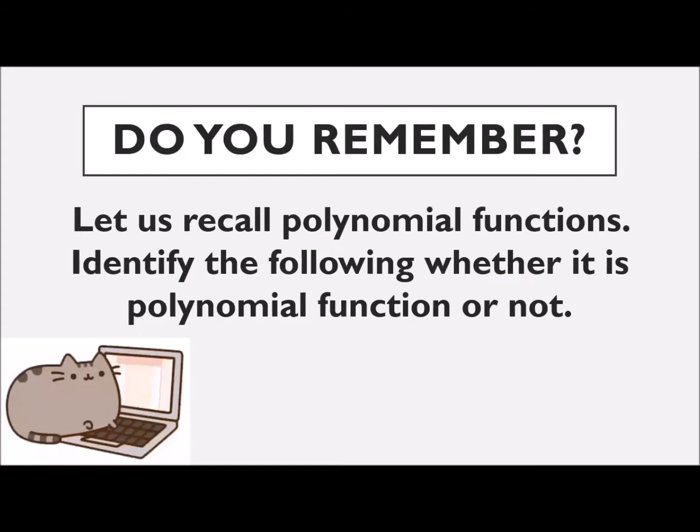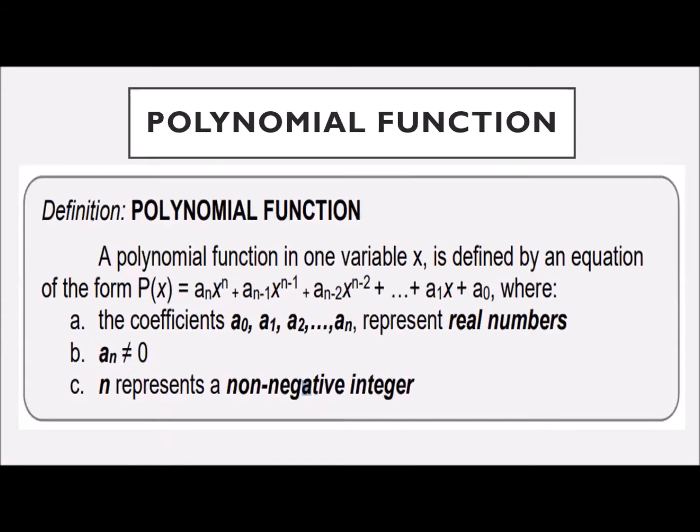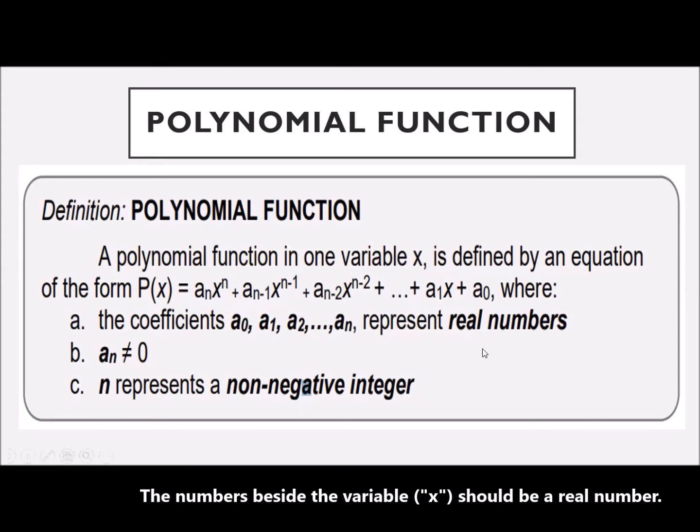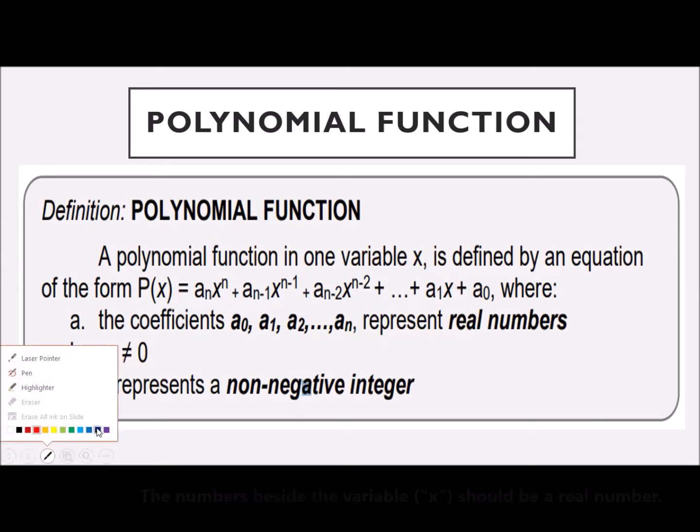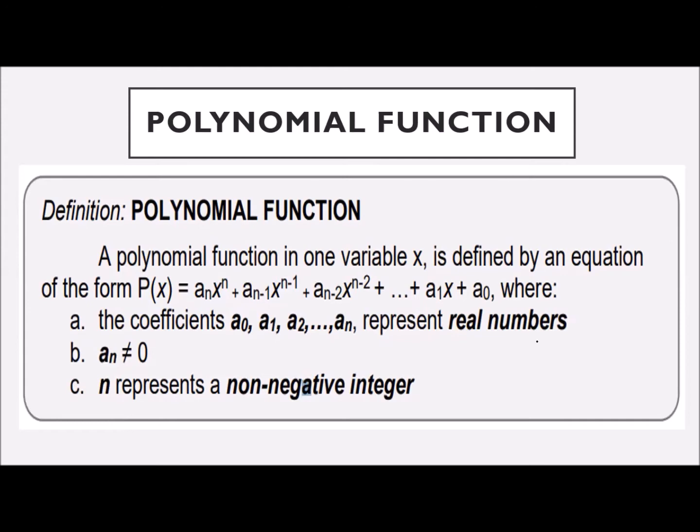So first, let us recall polynomial functions. Identify the following whether it is a polynomial function or not. So, balikan lang natin, pag sinabi nating polynomial function, a polynomial function in one variable x is defined by an equation of this form, where the coefficients a sub 0, a sub 1, a sub 2, a sub n all represent real numbers. Ano po ang ibig sabihin nun? Yung number na nasa tabi ng mga variables, dapat daw ay real numbers. Pagka sinabi po nating real numbers, in Tagalog, totoong numero.